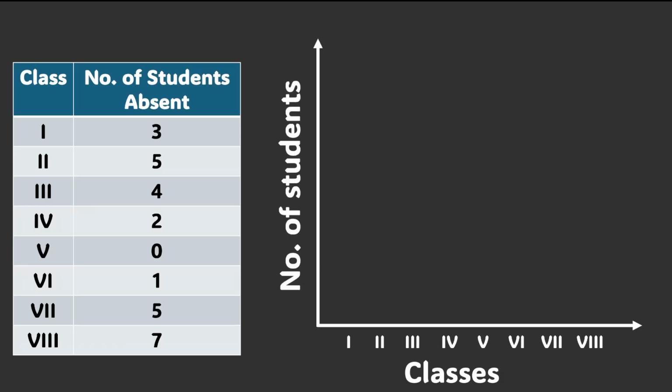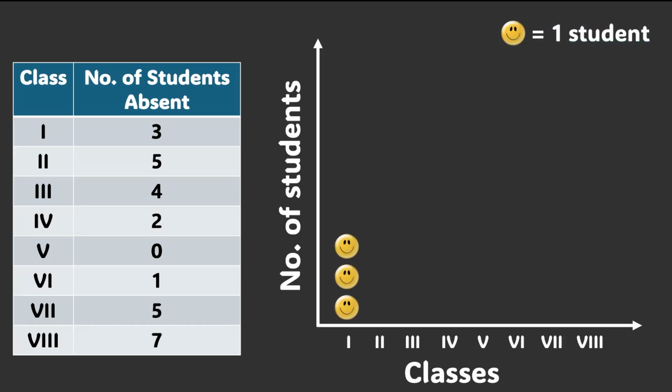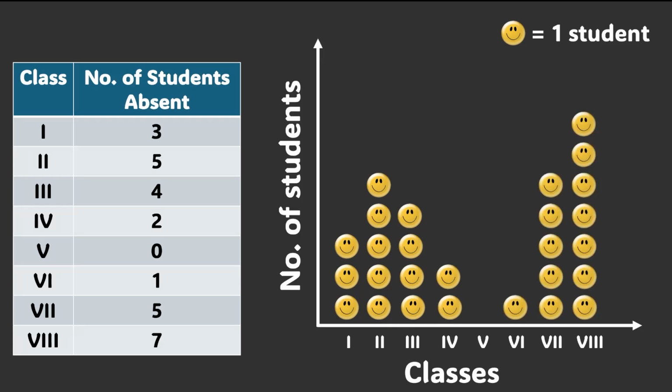We can represent one student by one happy smiley face. This is called the scale of the pictograph. Since a total of 3 students were absent in class 1, we can represent the same by 3 smileys. Similarly, we will have 5 smileys for class 2, 4 smileys for class 3, and so on till we reach class 8th, where we have 7 absentees. There we have it. Our pictograph is ready.